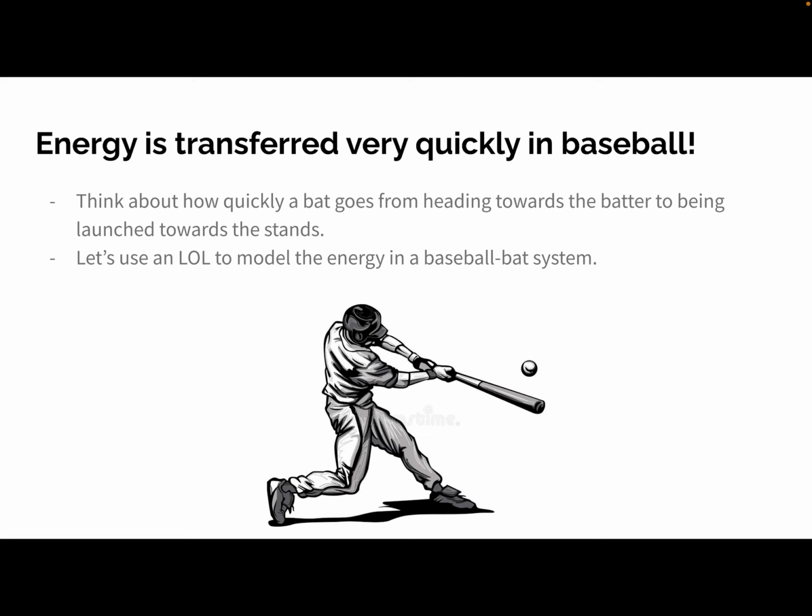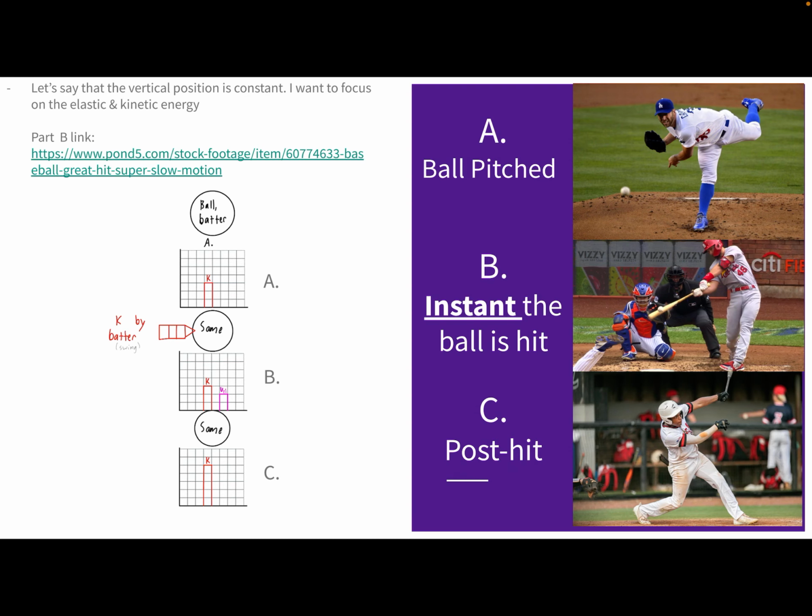So we can assume, just by looking at a baseball game, that energy is transferred very quickly. Think about how quickly a ball goes from heading towards the batter to being launched towards the stands. There's a very quick transfer there, a very quick change in velocity. So let's use an LOL diagram to model the energy in a baseball bat system.